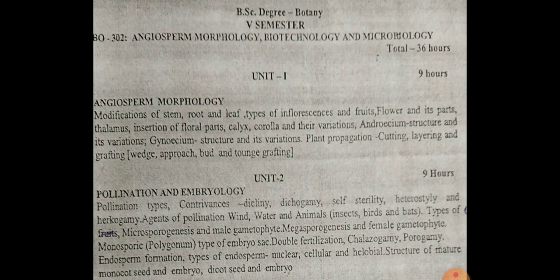Also, unit 2 consists of embryology, that is microsporogenesis, megasporogenesis, and you will study the types of embryo sacs, that is monosporic, bisporic, and also double fertilization, and also the endosperm, types of endosperm and the structure of the endosperm. You will also study the monocot and the dicot embryo structure in this unit 2. So here you will focus mainly on the pollination aspect and also the embryological studies of the plant.